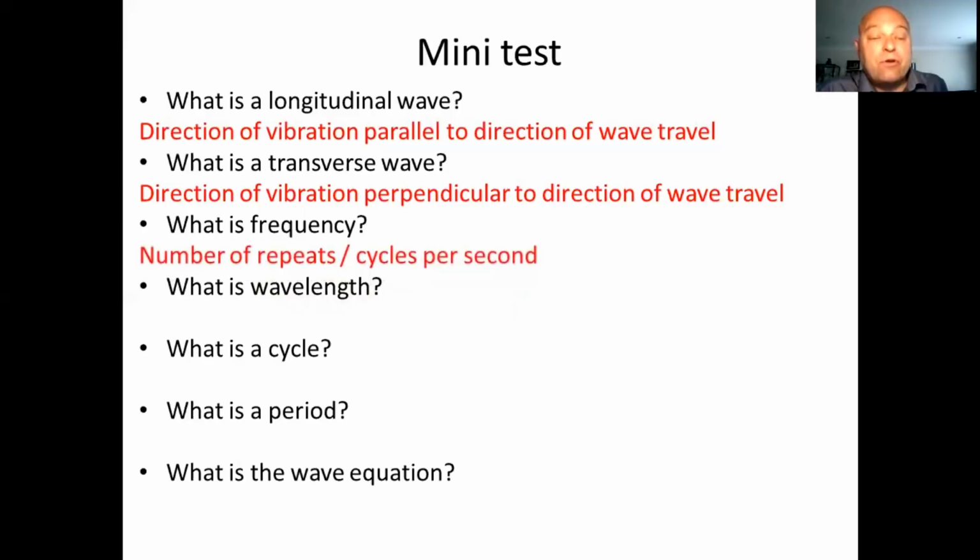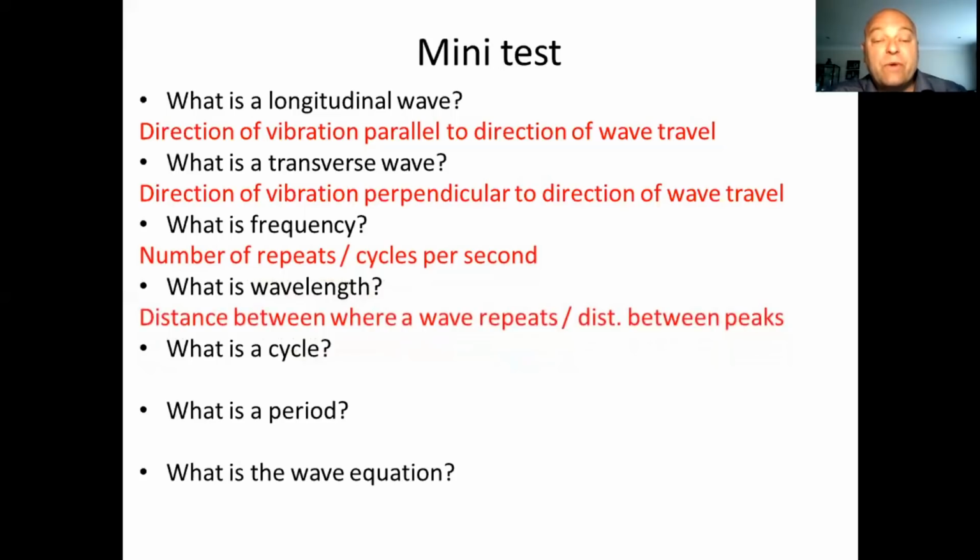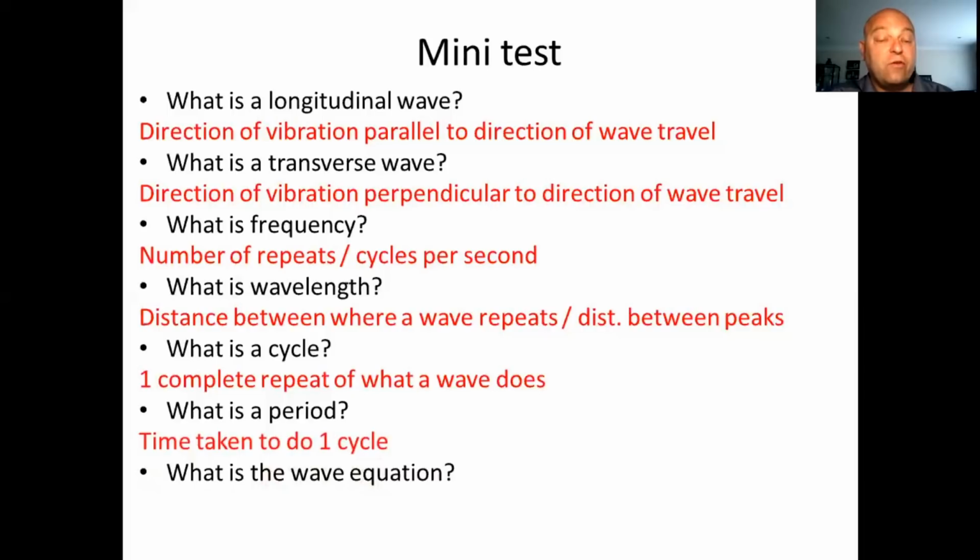Frequency, that is the number of times the wave repeats or the number of cycles you get per second. The per second bit is very important there. What is wavelength? Wavelength is the distance between where a wave starts to repeat, or the distance between the peaks would also have been a perfectly correct answer. A cycle is one complete repeat of what a wave does. A period is the time taken to do one cycle.